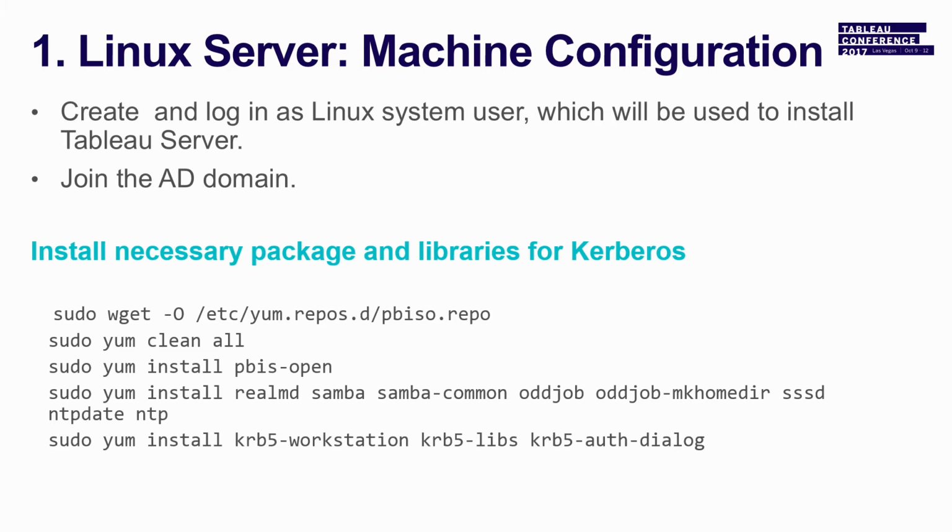This is a breakout of what we talked about in that image. There are a lot of commands and a lot of write-ups and a lot of text here. I'll go through it quickly, but it more or less maps to the steps we just talked about. So, Linux server machine configuration. First step, log in as system user and install your Tableau server. Get the necessary packages and install them here. Join your Linux machine to the AD domain.